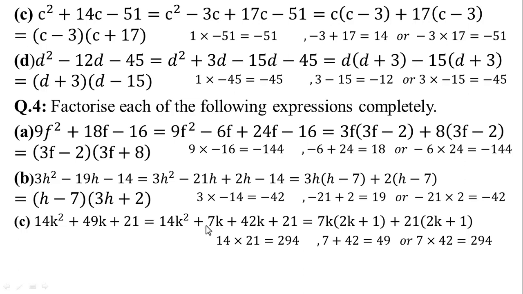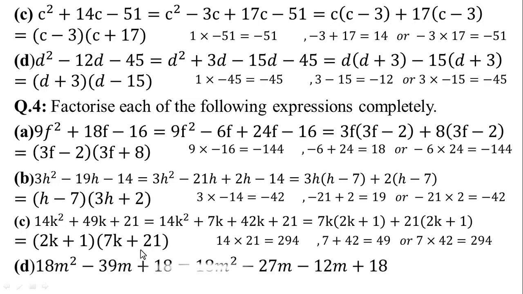First of all, taking the common 7k, because 7k is divisible by both terms. So 7k into 2k plus 1 plus 21 into 2k plus 1. 2k plus 1 is common in both terms. 2k plus 1 into 7k plus 21.